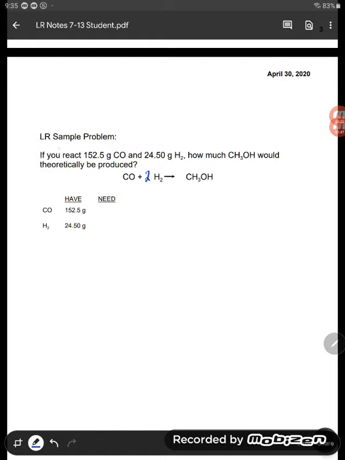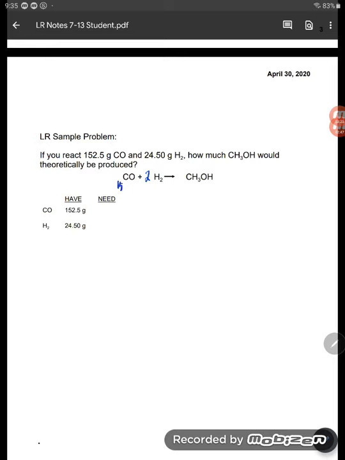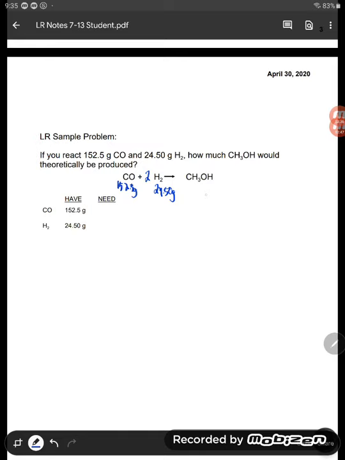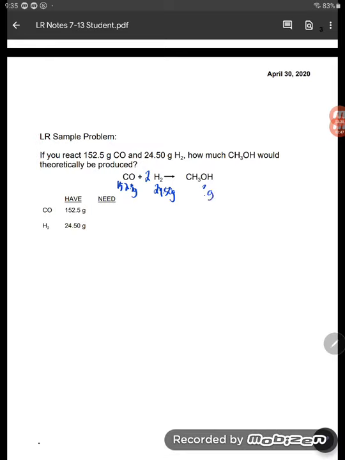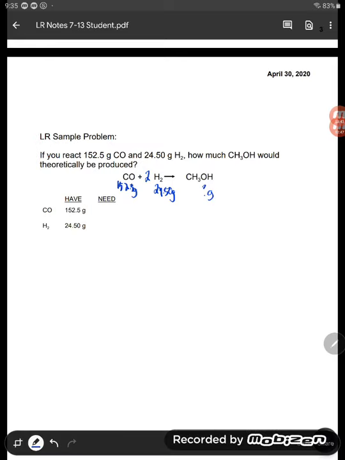So the question reads, if you react 152.5 grams of CO and 24.50 grams of H2, how much CH3OH would theoretically be produced? So notice we're given 2 initial reactant masses, and that's just kind of how we need to make our way into this particular problem. So we're going to go ahead and start calculating out our stoichiometry work.